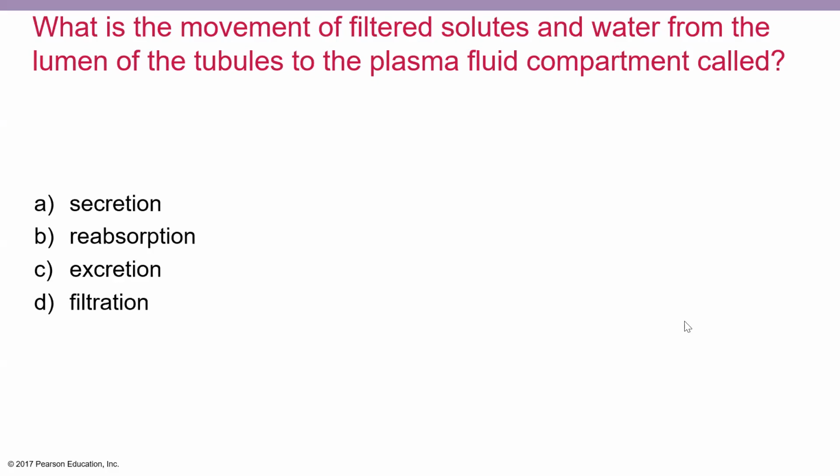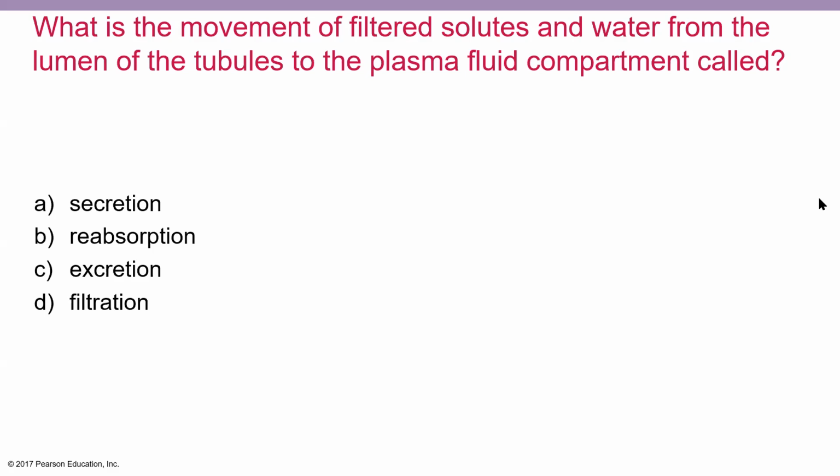Okay, so we had a lot of response, a lot of persons selected B. So what is the movement of filtered solutes and water from the lumen of the tubules to the plasma fluid compartment called? And this is reabsorption, so that's correct, okay? So when we move water or solutes, either of those can be moved across the barriers to filtration, remember those layers. When we move those substances from the tubule to the plasma, which is essentially inside the capillary, we call this reabsorption. And if you move it in the opposite direction, we're going to call that secretion, okay?